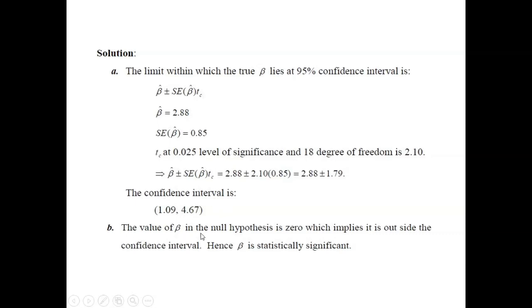Therefore, the beta value in the null hypothesis is 0, which implies that it is outside of the confidence interval. Therefore, beta is statistically significant.